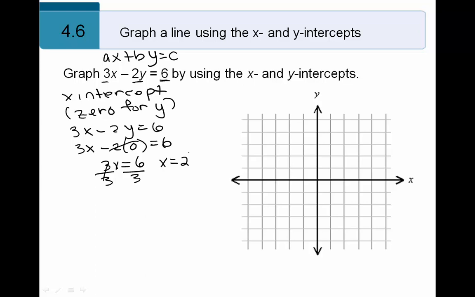So I've just found a solution to that equation, which is the ordered pair. My x is 2 when I plugged in 0 for y. So you can see that your x-intercept is going to be starting at the origin. We're going to go right 2, up or down 0. That's your x-intercept, 2, 0. Now we'll go ahead and find our y-intercept.